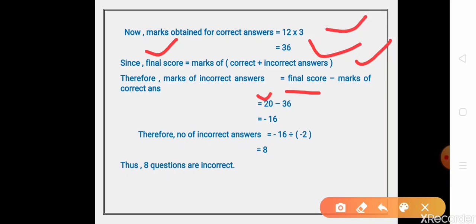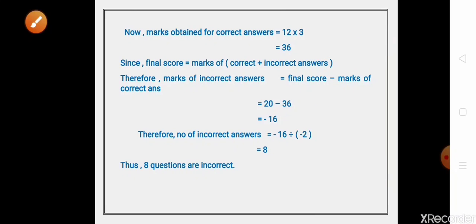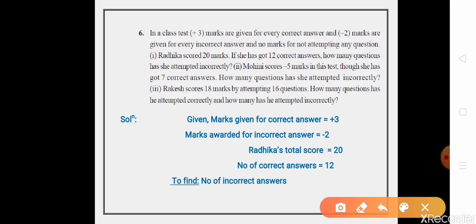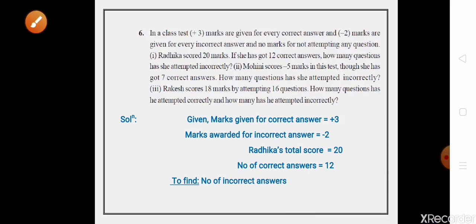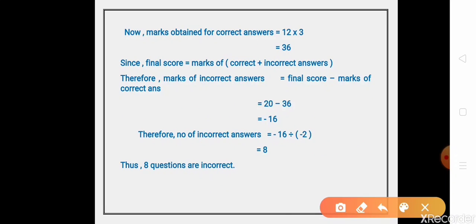So, we have minus 20 as the final score. We have 36 as the marks of correct answers. So, what is the marks obtained for incorrect answers? That is minus 56. Now, if you go to the previous slide, then marks awarded for one incorrect answer was minus 2, right? Therefore, you need to divide the total marks by the marks awarded for one incorrect answer, and that is going to give you 8, right?